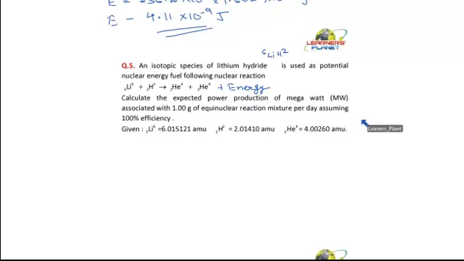Now what you need to find out first is how much energy is released. How can you find out that? We can find it out. I'll take my question here. I'll put the values over here. I'll put the reaction over here. The lithium 6,3 is combining with hydrogen 2,1 and is forming what? 2 atoms of helium.